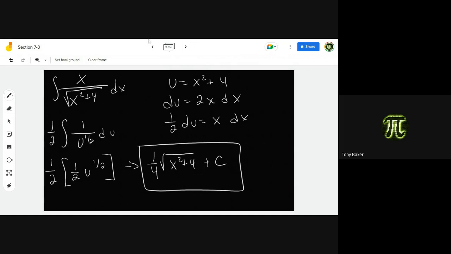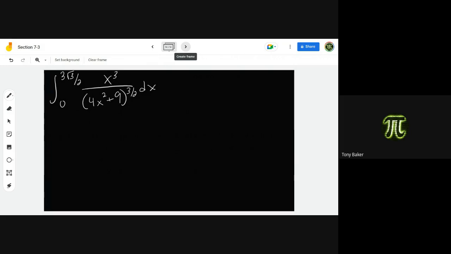Okay. One more problem. Hey, look, it's a definite integral, because I haven't done one of those yet. But this one, I make the other math a little harder.